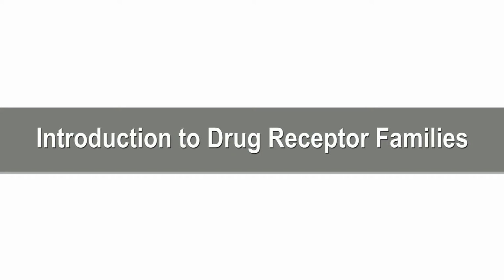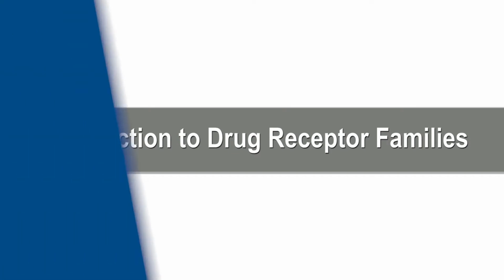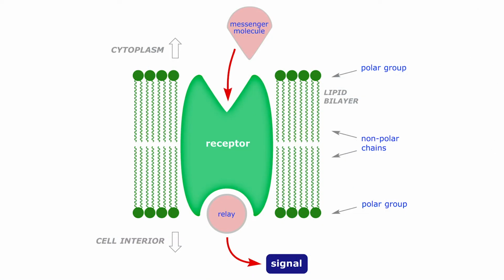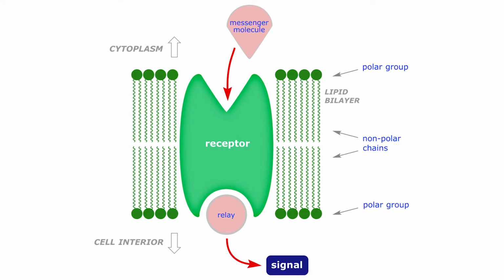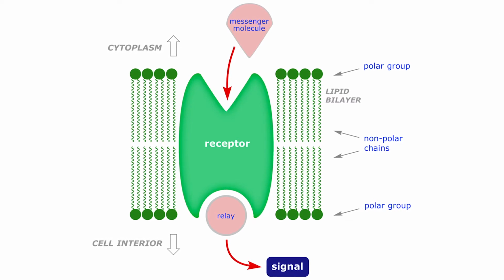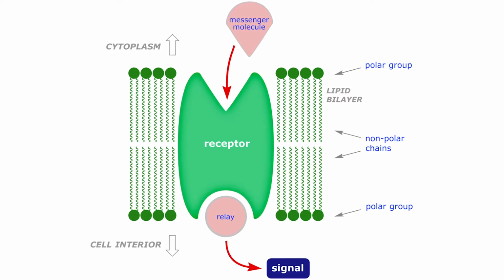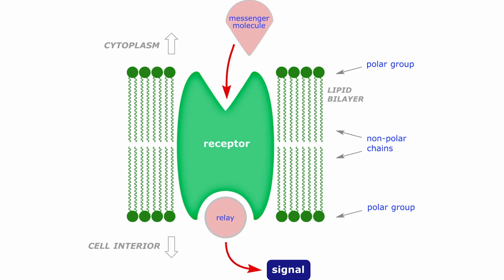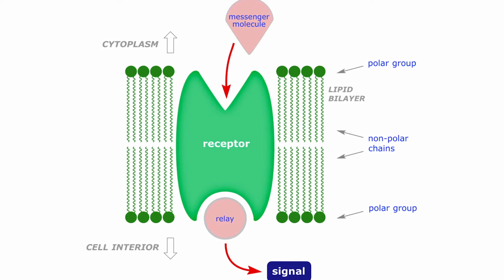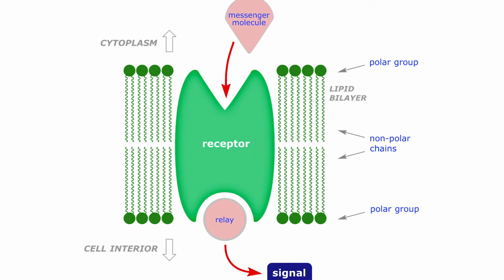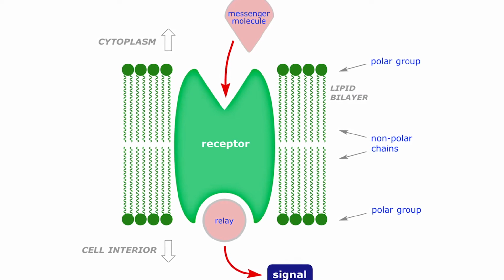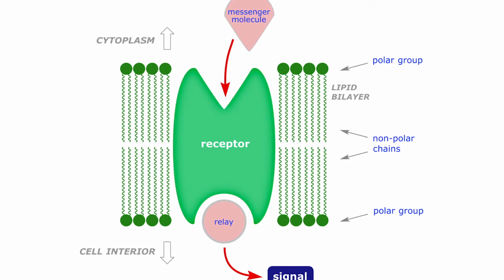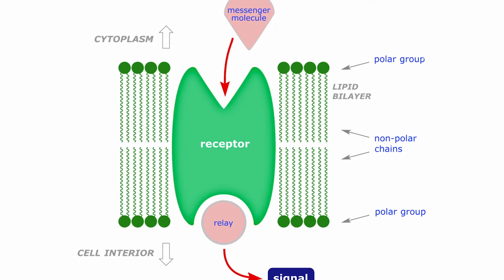Today we will be learning about drug receptor families. Let us first see the definition of the receptor. Receptor is the regulatory protein located on the surface or inside the target cell that serves to recognize the appropriate ligand and initiate the response to it, but itself has no other function.